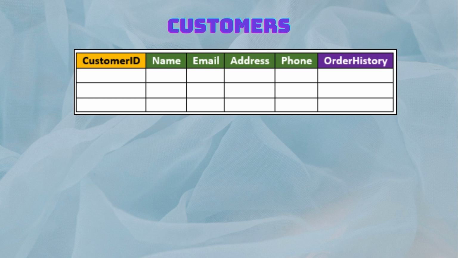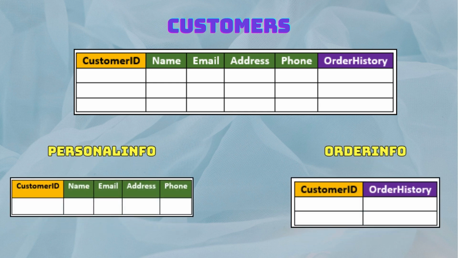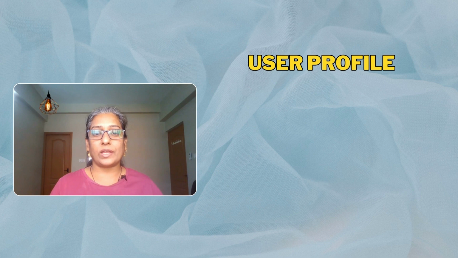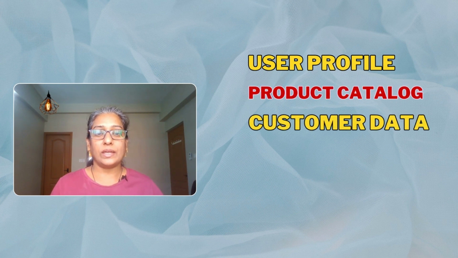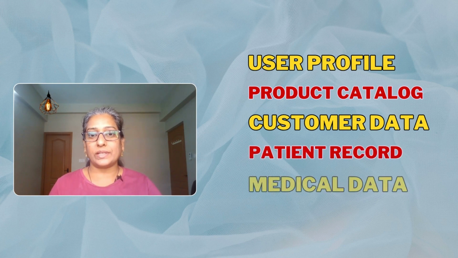With vertical data partitioning, we can partition the table based on the logical relationships between columns. Let's say we decide to vertically partition the customers table into two partitions: personal info and order info. Vertical data partitioning is typically performed on user profile, product catalog, and customer related data in e-commerce, and patients' records and medical data in healthcare.